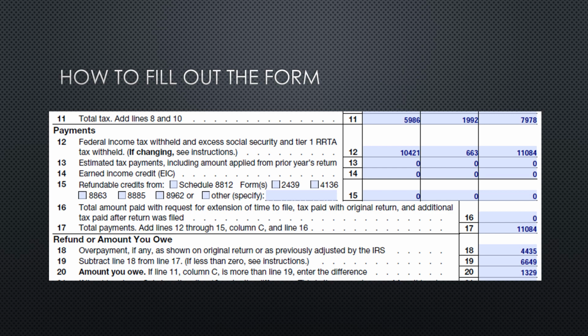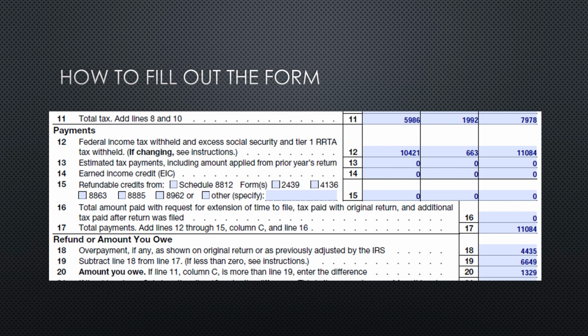Next, we have in line 12, the federal income tax that was withheld from us. As you can see, the total amount should have been $11,084. All these are going to be zeros. And then finally, total payments from line 17. As you can see, the total that we paid was $11,084.